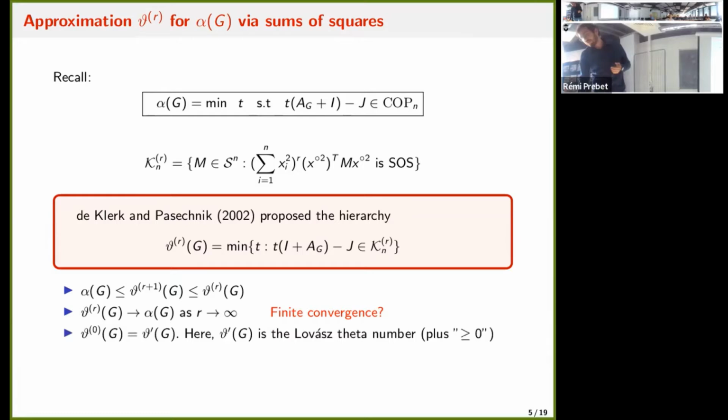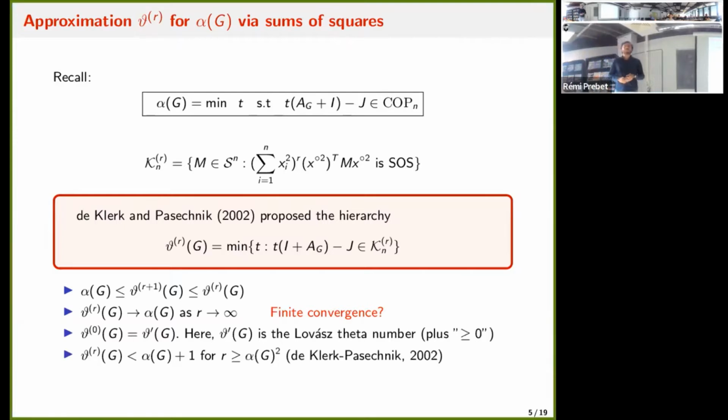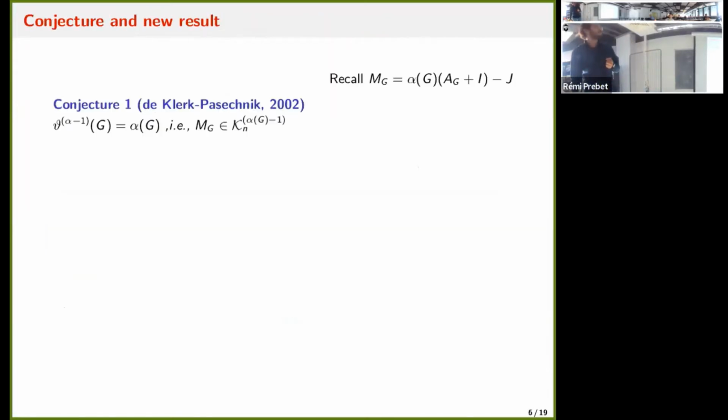And we ask, does finite convergence hold? It's one open question. Also, the bound theta_0, when r is equal to 0, is equal to the Lovász theta number plus adding one non-negativity constraint. And also, De Klerk and Pasechnik showed that theta_r is between alpha and alpha plus 1 for r greater than or equal to alpha squared. They conjectured that the hierarchy converges to alpha in finitely many steps, but more than that, in alpha minus 1 steps. So they conjectured that theta_(alpha minus 1) is equal to alpha.